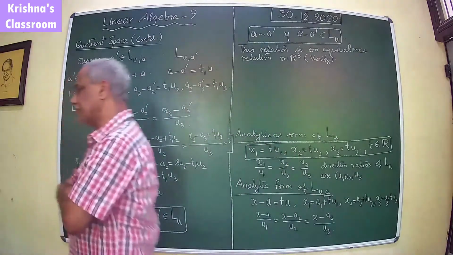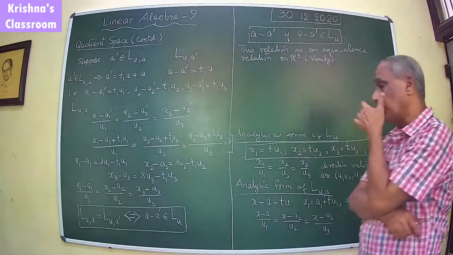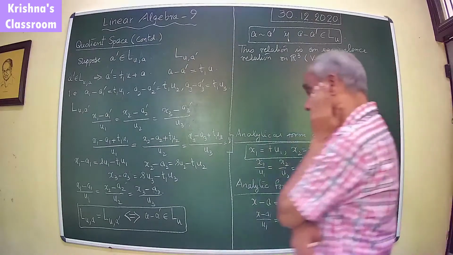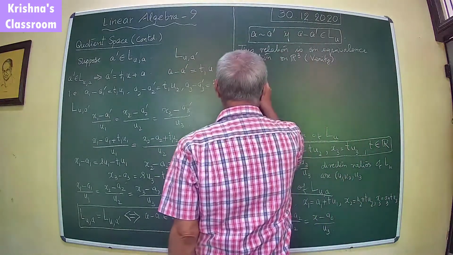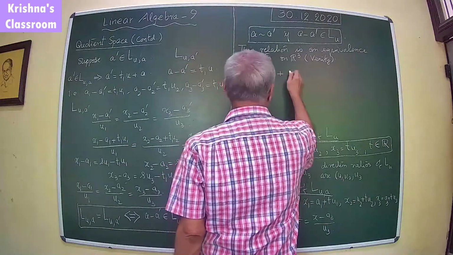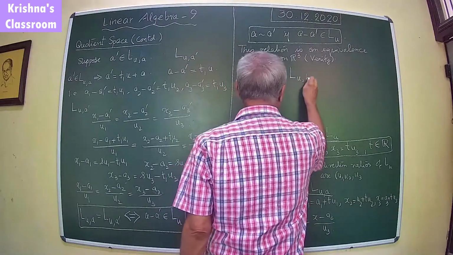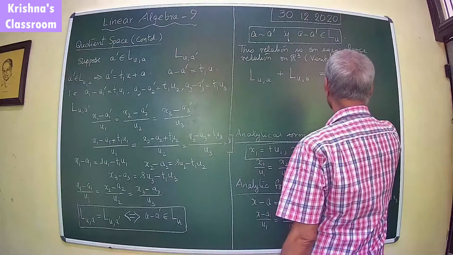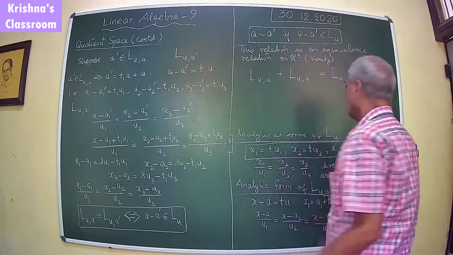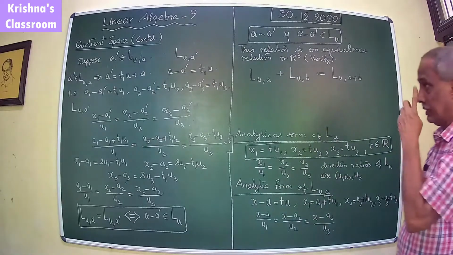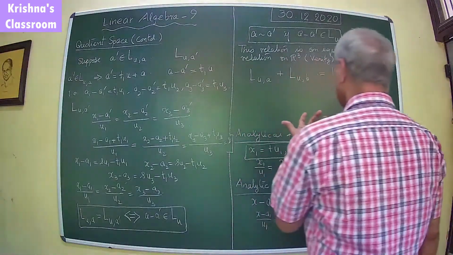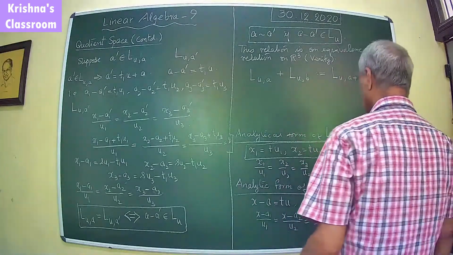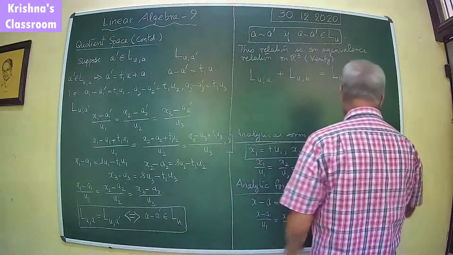Therefore, now you are in a position to talk about the sum of lines. What is the sum of lines? You say that LUA plus LUB is defined as, the meaning is obvious, LUA plus LUB equal to LU of A plus B. The situation is exactly like we did last time.